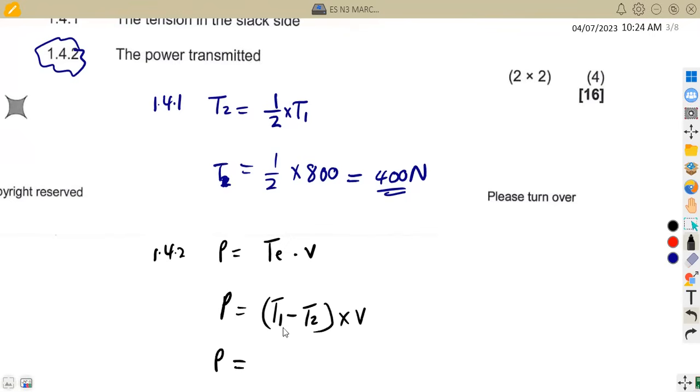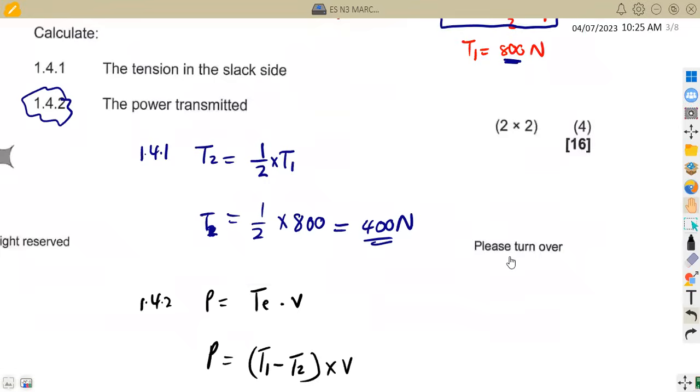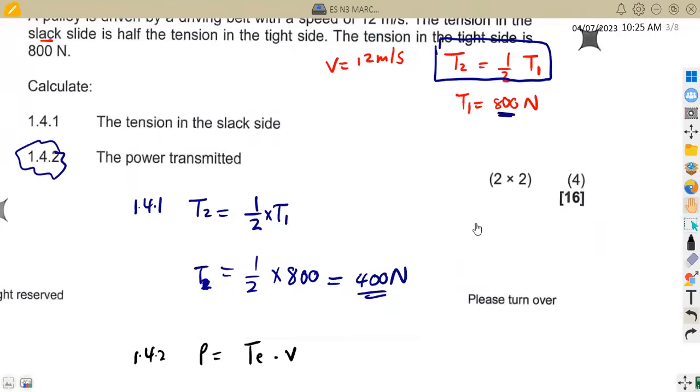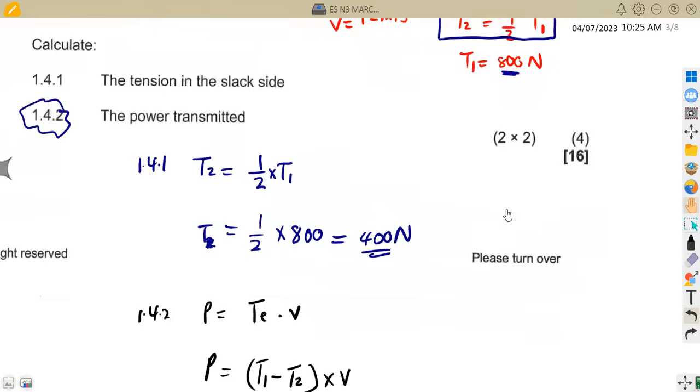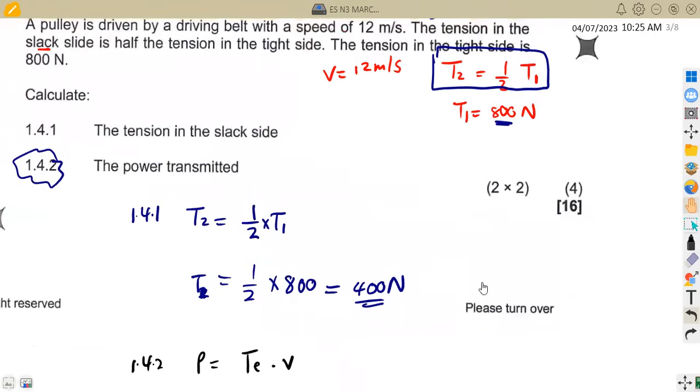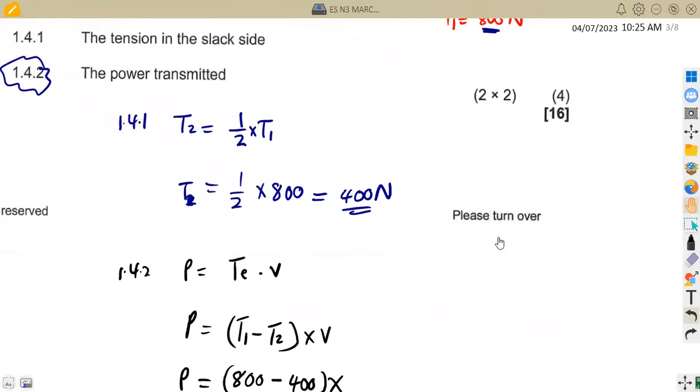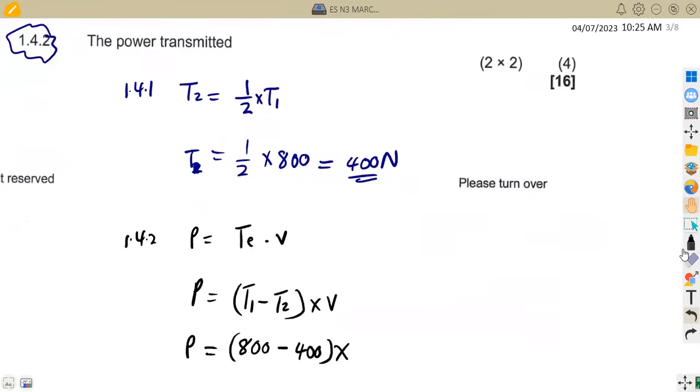So that means our power is going to be T1, which is the tight side, that is 800 Newton, minus the slack side T2. So that's 800 minus T2. We got it here, it is 400, times the velocity. We have also the velocity here of 12 meters per second. So that was the formula that was best to use to calculate your power in this case, guys.